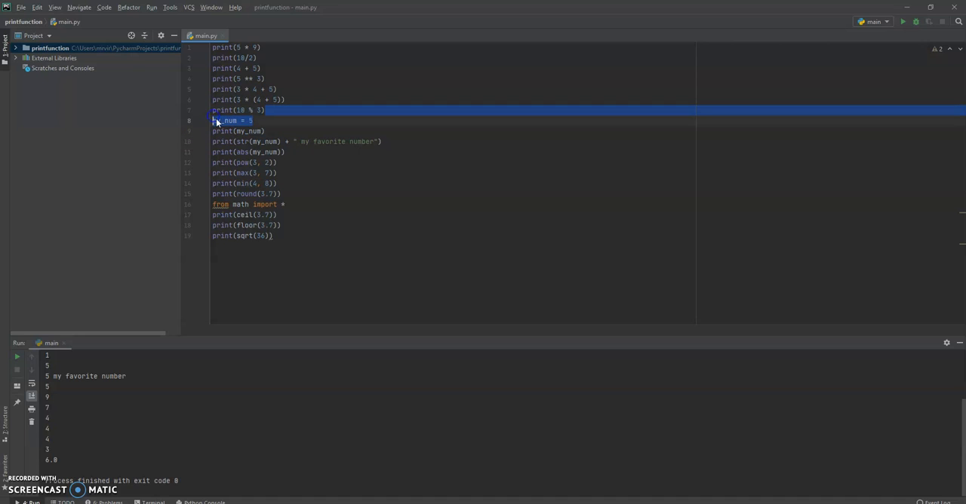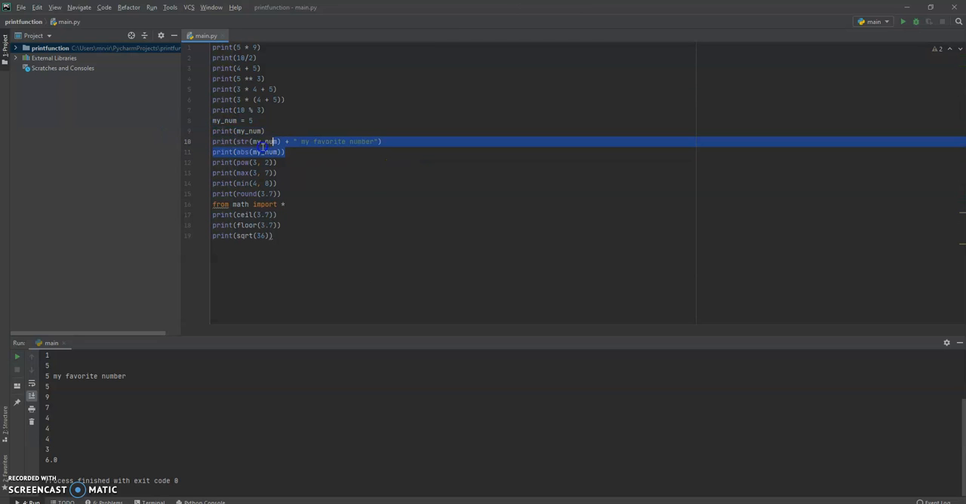My num is the string, and equals is my assigning sign, and then 5 is what I assign the value to my num. So now my num is basically also known as 5. So if you want to print my num, it'll print 5. Big brain. Right over here.